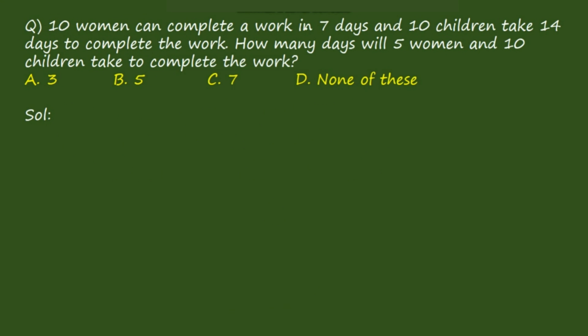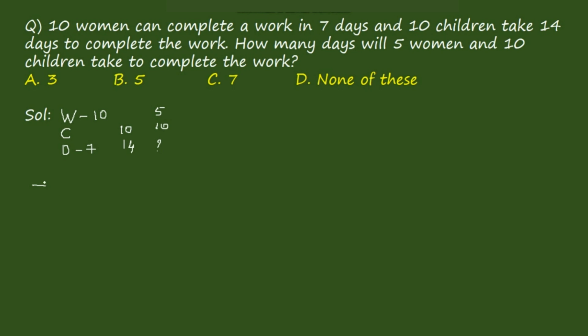Next question is: 10 women can complete the work in 7 days, 10 children take 14 days to complete the work. How many days will 5 women and 10 children take to complete the work? First, let's list down what is in the question. It is talking about women, children, and the number of days required to complete the work. 10 women can complete the work in 7 days, and 10 children can complete the work in 14 days. And 5 women and 10 children can complete the work in how many days?